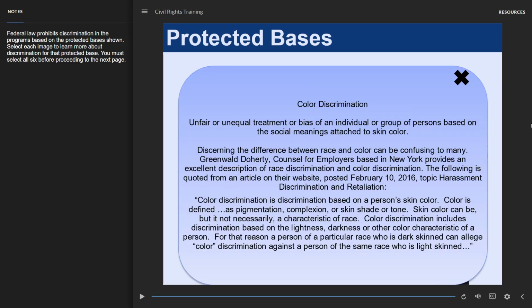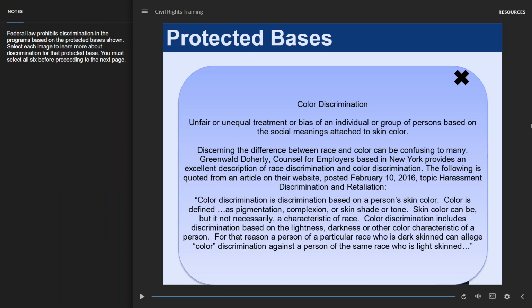Color discrimination. Unfair or unequal treatment or bias of an individual or group of persons based on the social meanings attached to skin color. Discerning the difference between race and color can be confusing to many. Greenwald Doherty, Counsel for Employers based in New York, provides an excellent description of race discrimination and color discrimination. The following is quoted from an article on their website, posted February 10, 2016. Topic: Harassment, Discrimination, and Retaliation.